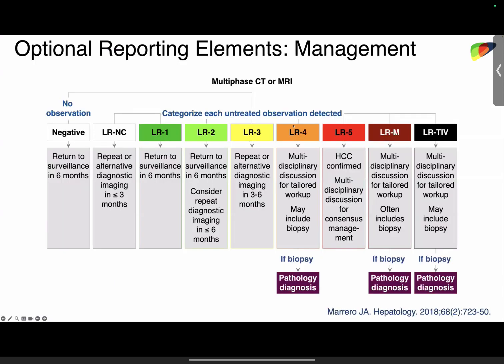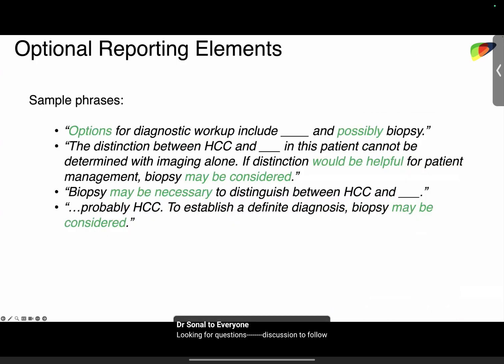Optional reporting elements include management. So the beauty of LI-RADS is that the risk of HCC or malignancy increases with higher categories, and this allows us to associate categories with potential management options and guidance. We encourage the use of cautious terms or the use of conditional with words such as options, possible, may be considered, so as to avoid binding the referring physician to a particular treatment approach or investigation approach.